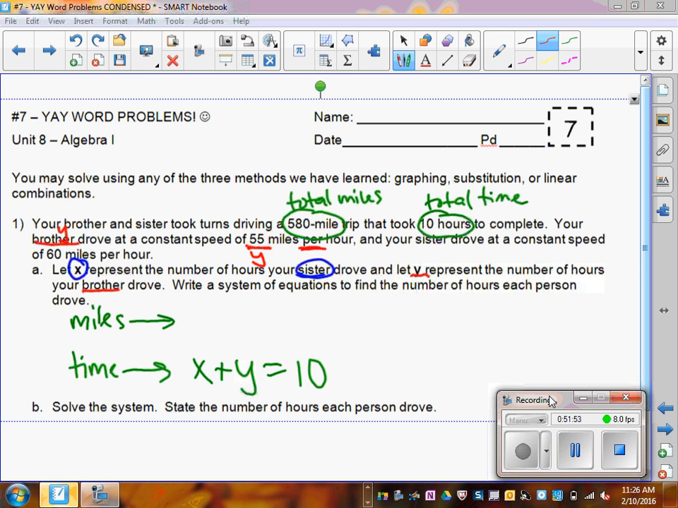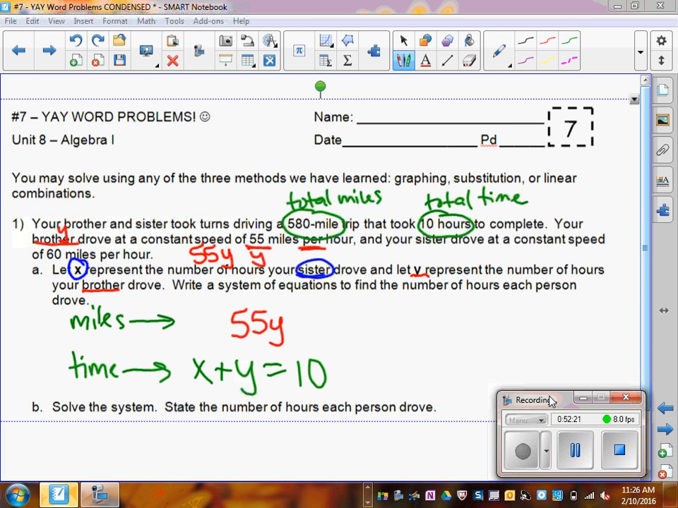So that means 55 miles per hour would be 55 times y. Y represents the number of hours. So if he drove just 1 hour, he went 55 miles. If he drove 2 hours, he did twice that, so 110. So on and so forth. So the mileage that our brother went was 55y, 55 times how many hours he was driving.